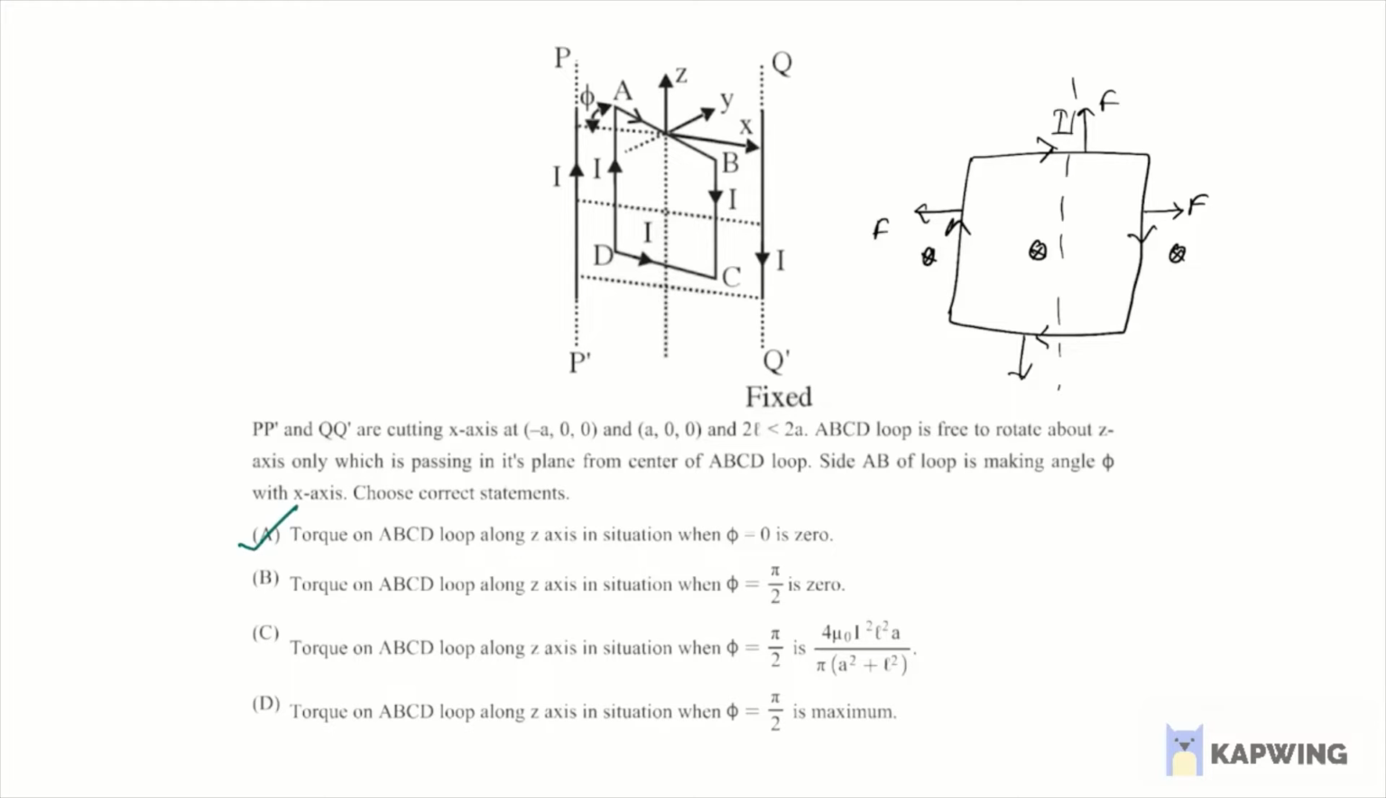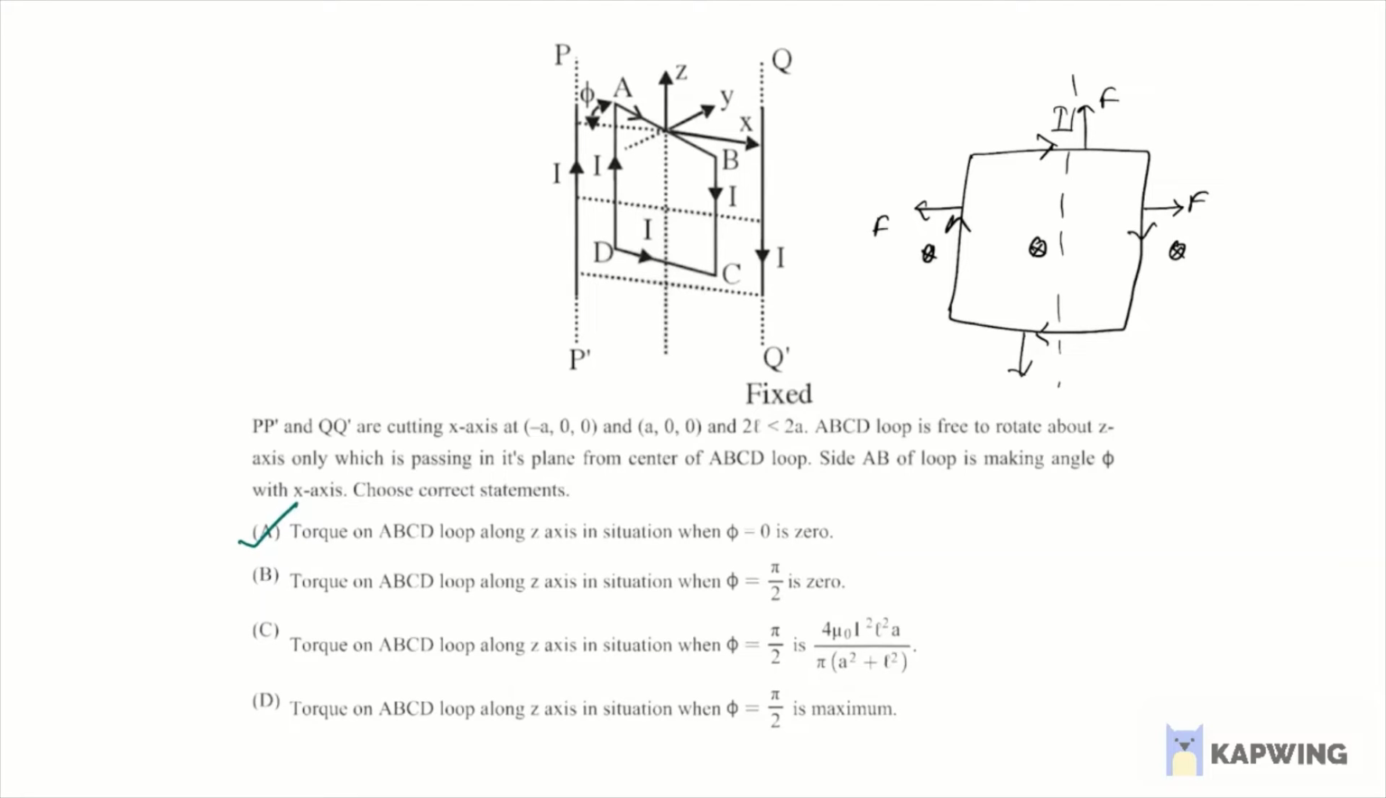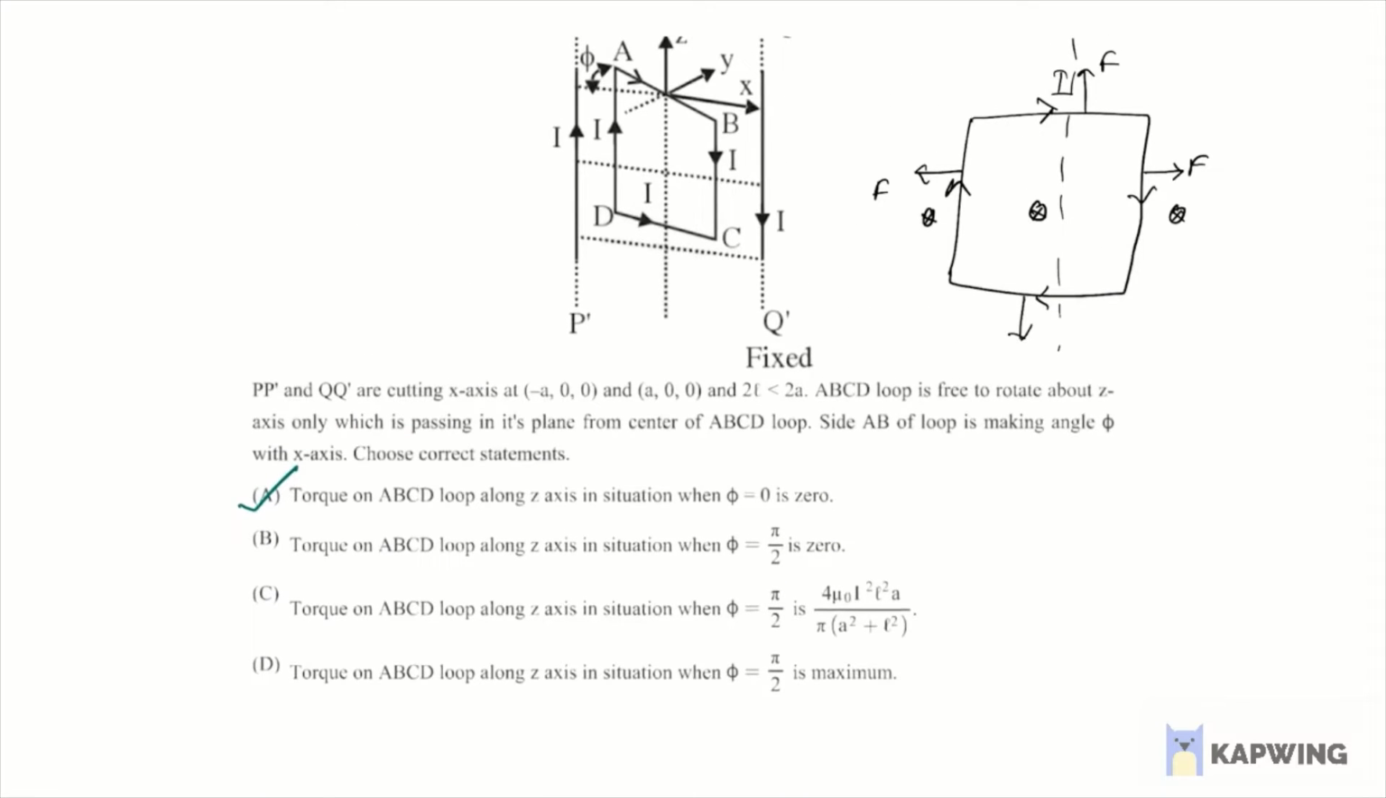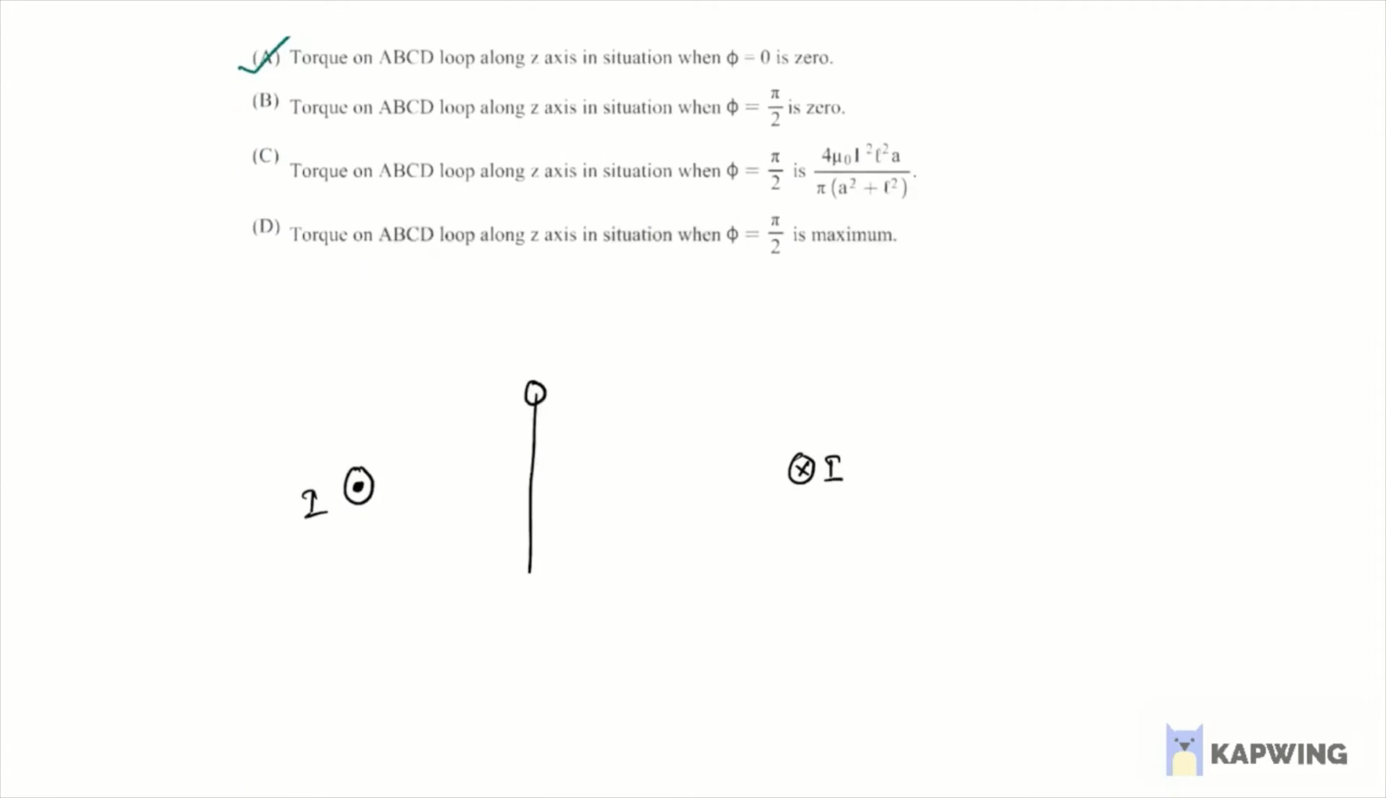Next, when phi is pi by 2, and if we see from above, the diagram becomes like this. This is an infinite wire with current I, and this is another infinite wire with current I, and we are watching the loop from above. Here the current is coming towards us, here the current is going inward, and here the current I is like this. The force on this, we can say this length is root over a square plus L square. This angle is let theta.